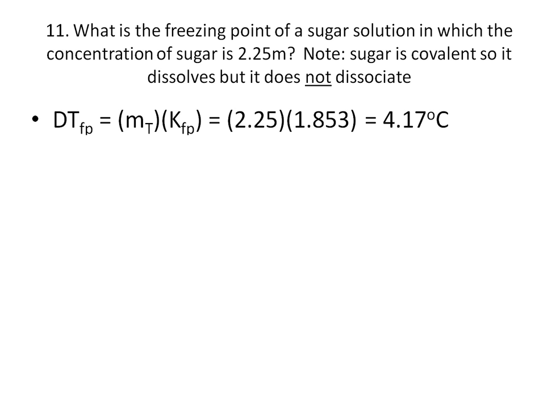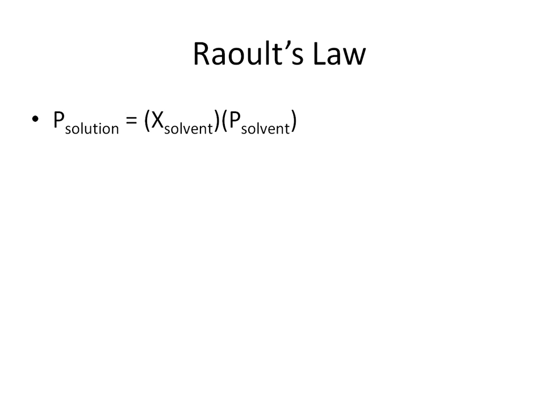Alright, so we want to find the freezing point for sugar, but sugar doesn't dissociate. Sugar is covalent, so it will not dissociate. So it's just the concentration times the constant for freezing point, so you get 4.17 degrees Celsius. You subtract that from 0, so you get negative 4.1 degrees Celsius.